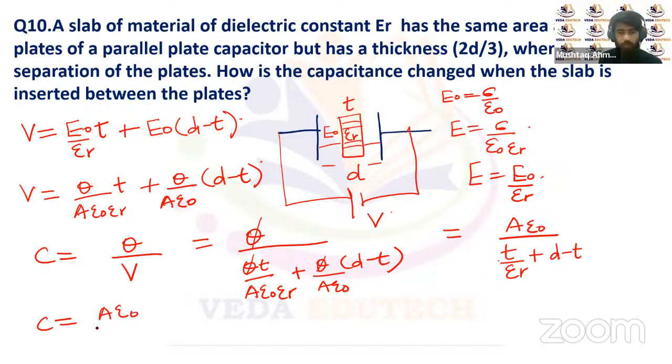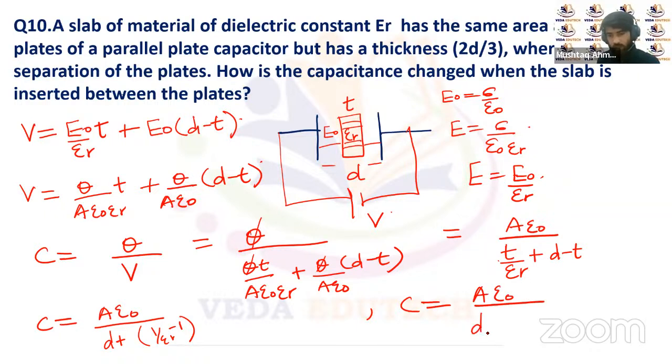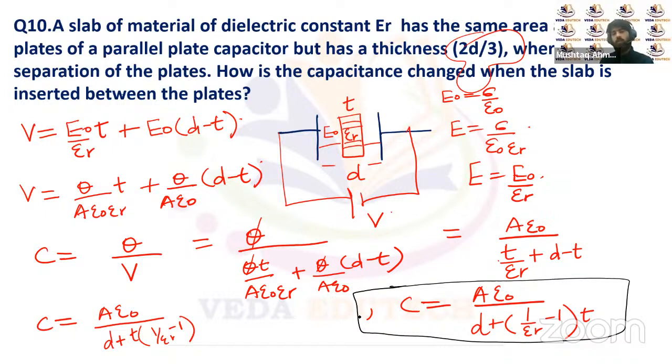So A epsilon naught upon, we can just take T common from this. It will be D plus, taking T as common, we'll be left with 1 upon epsilon r minus 1, multiplied with the thickness T. So the new capacitance of this capacitor will be A epsilon naught upon D plus 1 upon epsilon r minus 1 multiplied with T. Now we can substitute the thickness of this slab, 2D over 3, to calculate the capacitance. This is how the capacitance of a capacitor changes upon introducing a slab of thickness T.